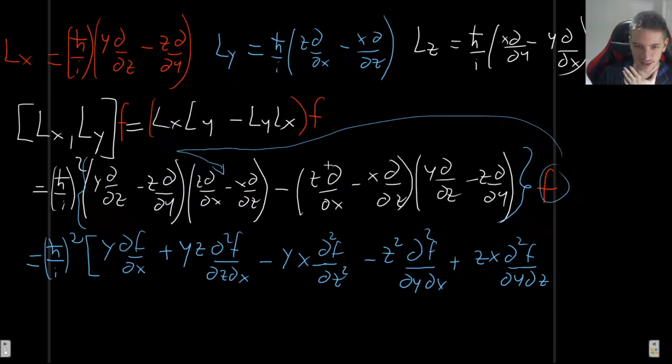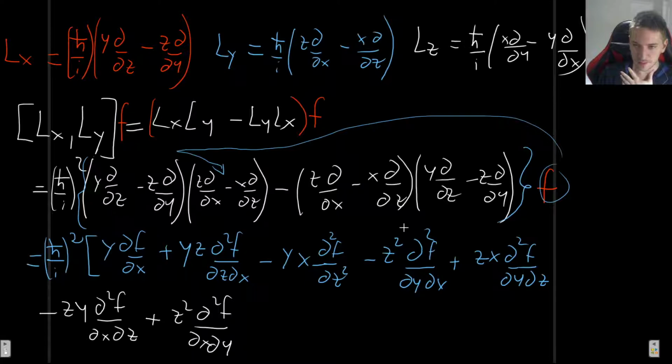Now let's do this second part. I'm going to change colors. Minus, first here, z d dx of y df dz. So y is not affected by this derivative, so we write minus zy d squared f dx dz. Next we have this one, so we get minus minus, so it's going to be positive, so we get z squared d squared f dx dy. Now multiply this and this, we get minus minus, so it's also positive. We can take the y outside, so it's going to be d squared f dz squared.